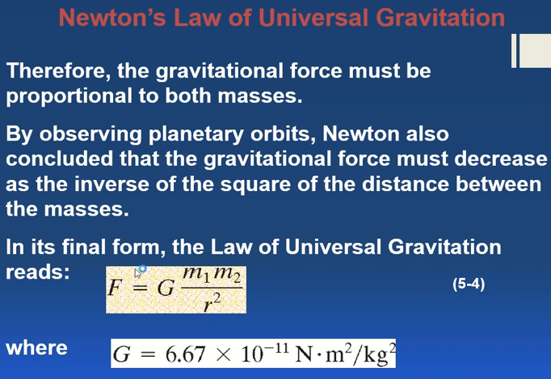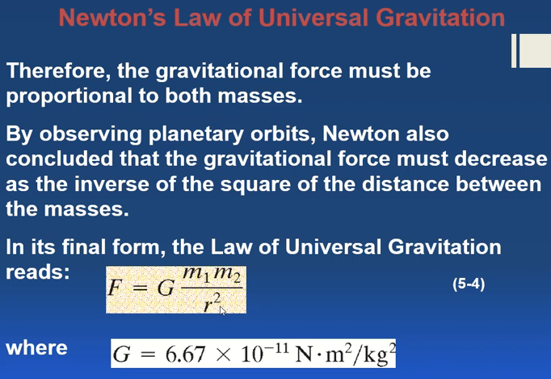So in its final form, the universal law of gravitation looks like this. The gravitational force is equal to the universal gravitational constant, which is the number 6.67 times 10 to the negative 11th. And then these are the units: newtons times meters squared divided by kilograms squared. So that's the constant. Then you have the first mass, then you have the second mass, and then you have the distance between them squared.